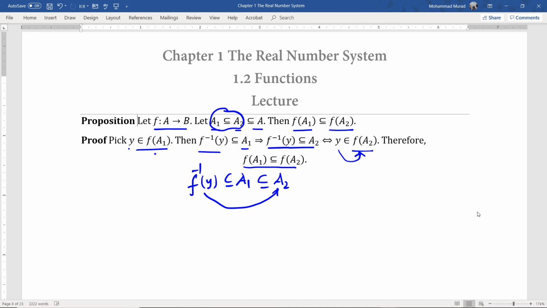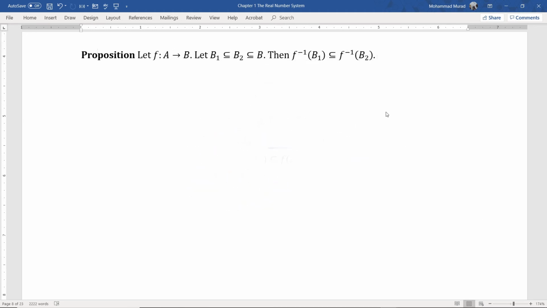Because every element y in f of A1 is also an element of f of A2. This concludes the proof. Another proposition: let f be a function from A to B, and B1 is some subset of B2, a subset of B. Then the inverse image of B1 under f would be a subset of the inverse image of B2 under f. That simply means we can memorize it this way: we can apply the inverse of f to both sides of this relation. Please try to prove it.